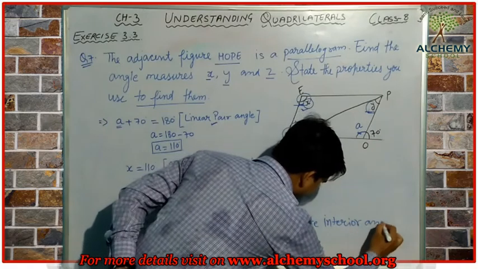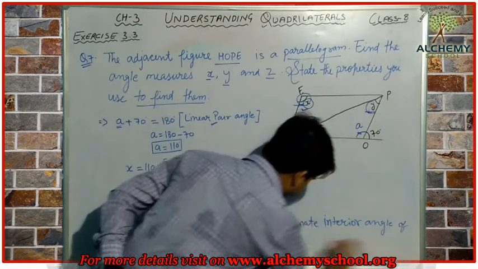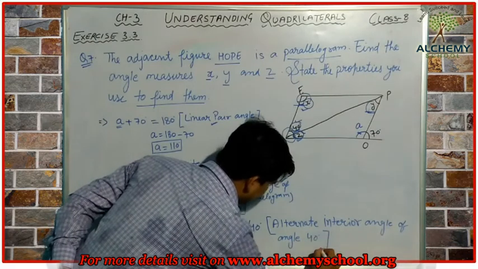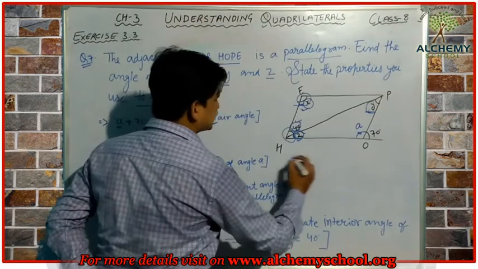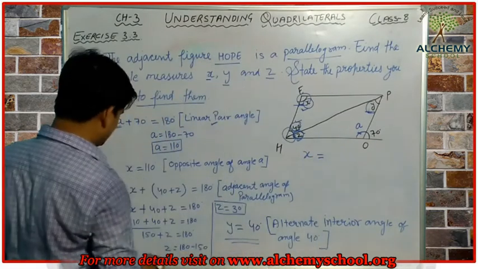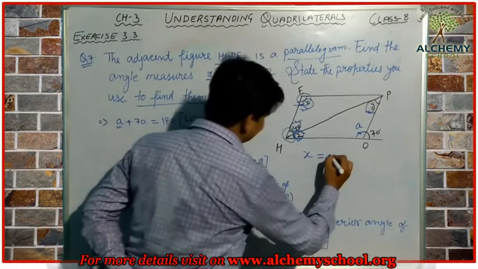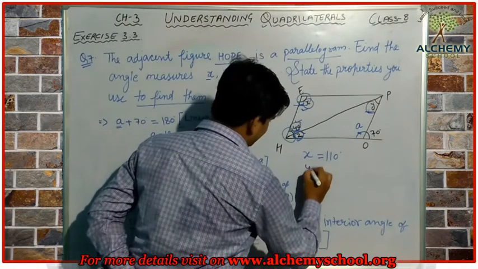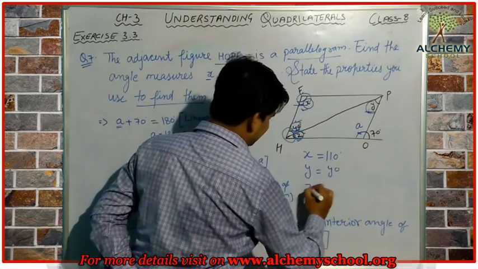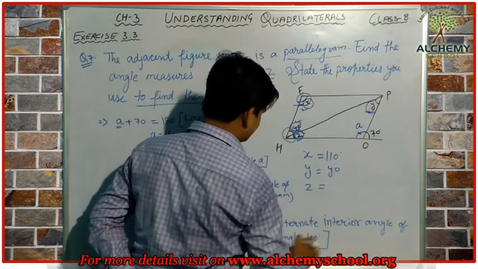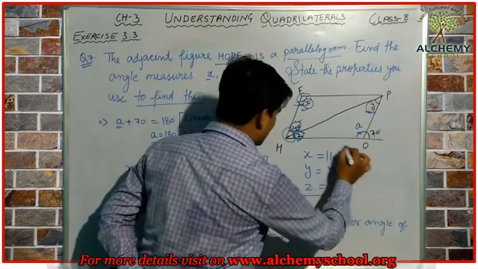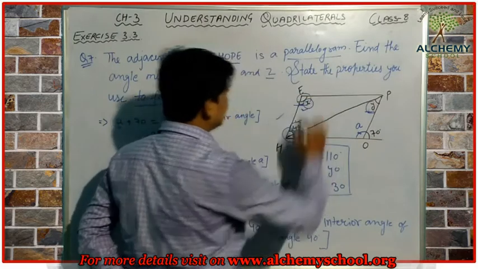alternate interior angle of angle 40 degrees. So now students, we have the measure of angle x, that is equal to 110 degrees, angle y is equal to 40 degrees and angle z is equal to 30 degrees. We have found all the angles given in the figure.